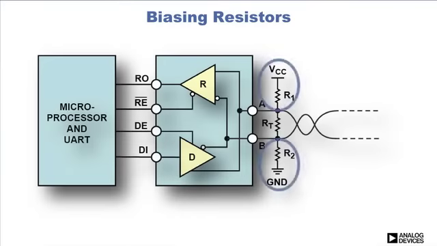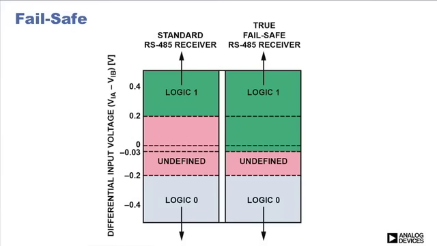The bus idle condition can be solved by placing a combination of pull-up and pull-down resistors at one position on the bus. This is often referred to as short-circuit failsafe. Newer RS-485 transceivers have an improved feature that includes true failsafe receiver inputs. This eliminates the need for pull-up and pull-down resistors.